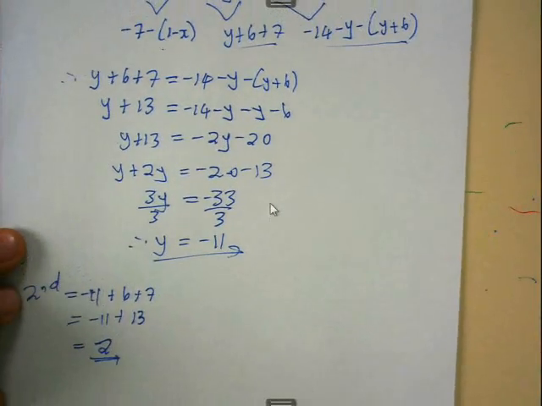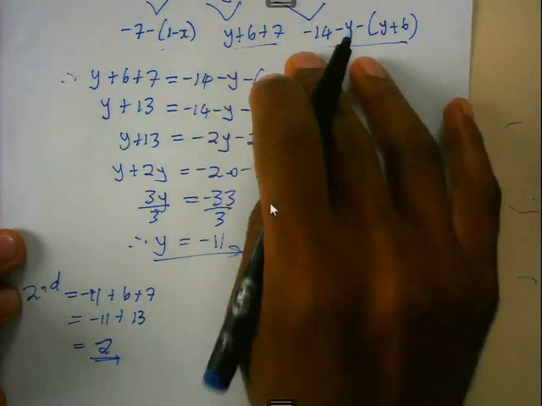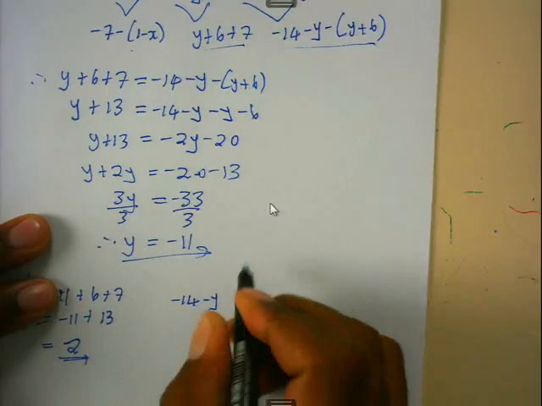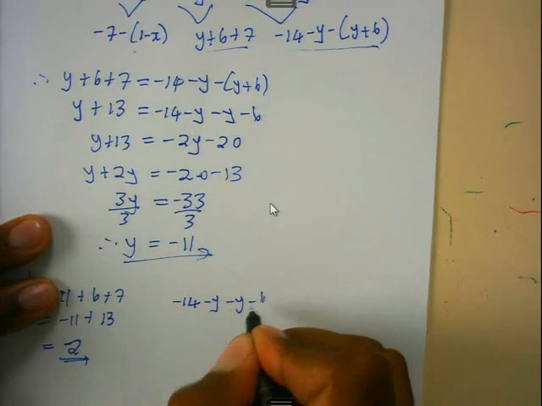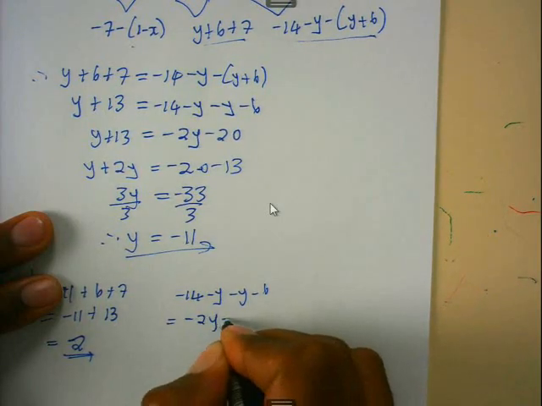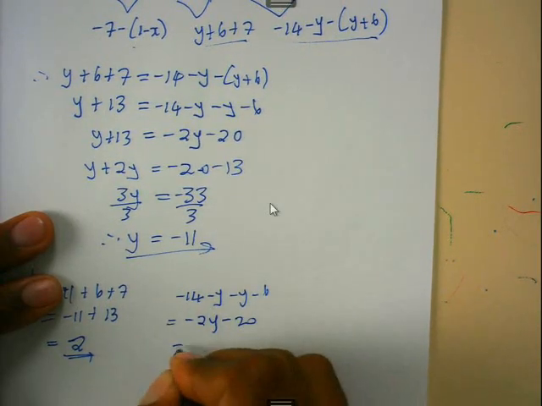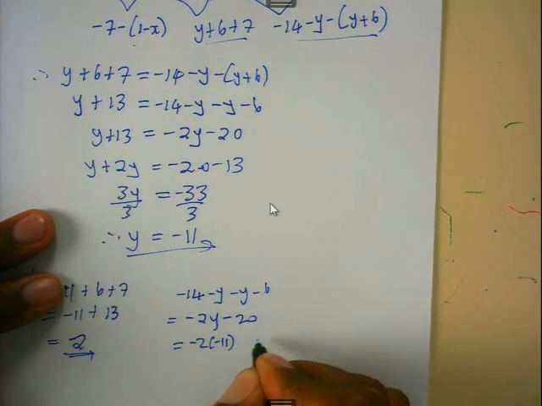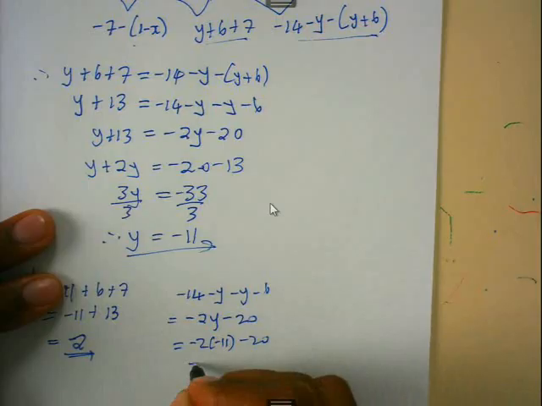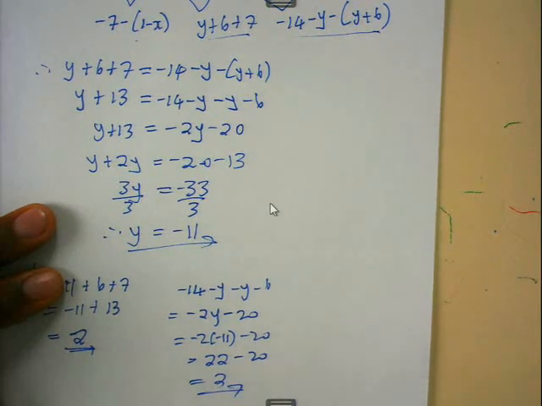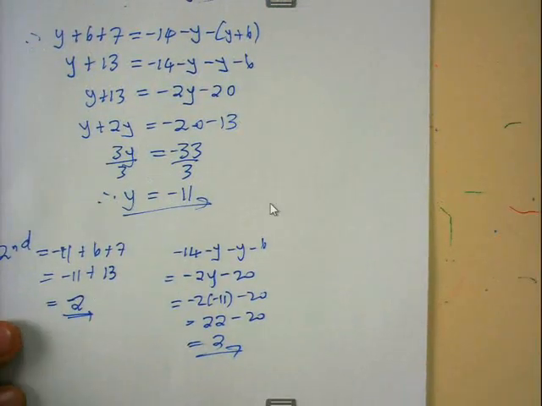Boys and girls, it doesn't matter which one you take, especially here, the last two. Even if you take minus 14 minus y minus 6, remember when you simplify this one, you had minus 2y as well as minus 20. Now you substitute y as minus 11 there, then minus 20. Minus times minus is a positive, therefore you have 22 minus 20. Look, the answer there is still 2.